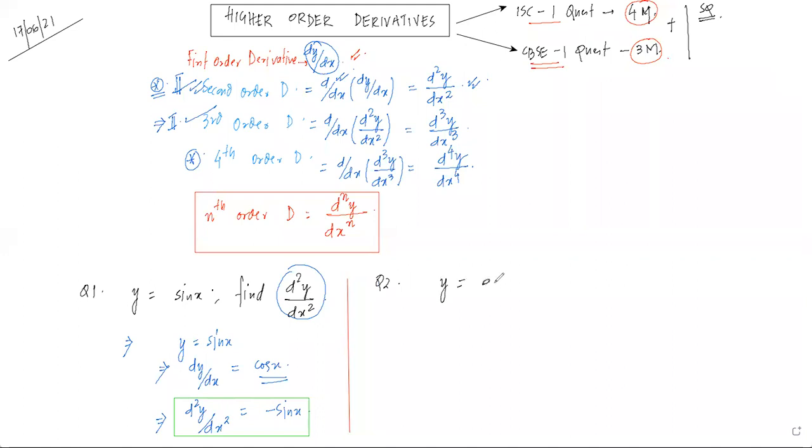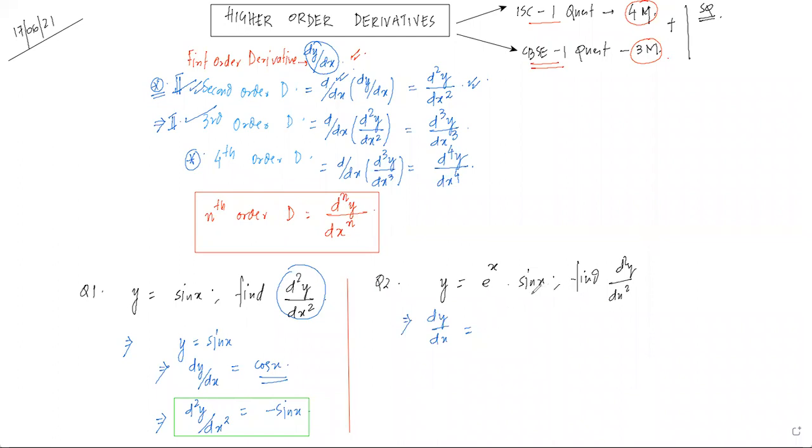Suppose the question is y is equal to e to the power x into sin x. Once again, find d2y by dx2. So first of all, we start with the first derivative dy by dx.